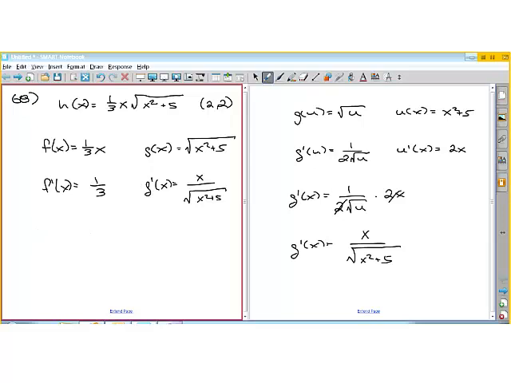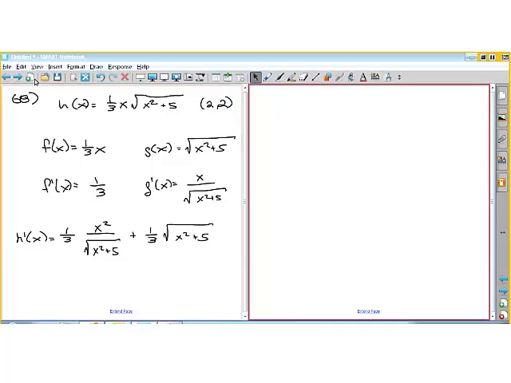Okay, the product rule says we just cross multiply and add them together. So h prime of x is 1/3 x times this, so we'll get x squared in the numerator. In the denominator we get x squared plus 5. The second term is this, 1/3 times the square root of x squared plus 5. Now we got a page, and we just plug in 2. So we'll get 2 squared over 3 times the square root of 2 squared plus 5, plus the square root of 2 squared plus 5 all divided by 3.